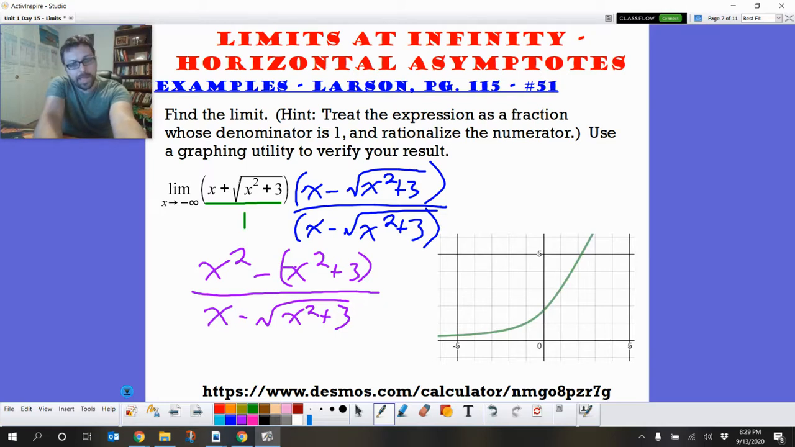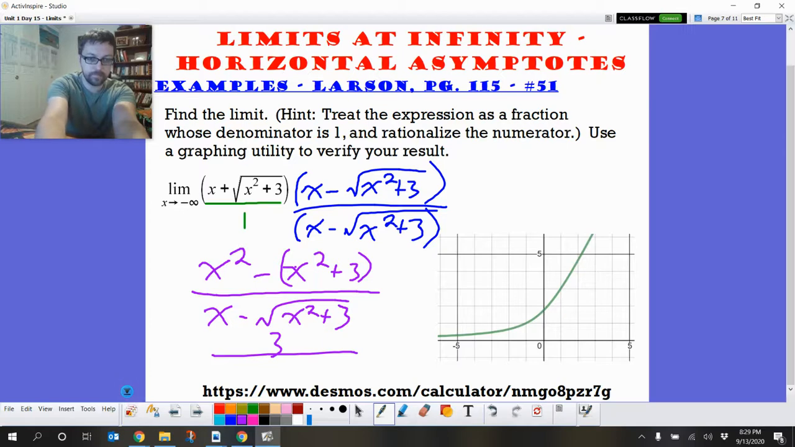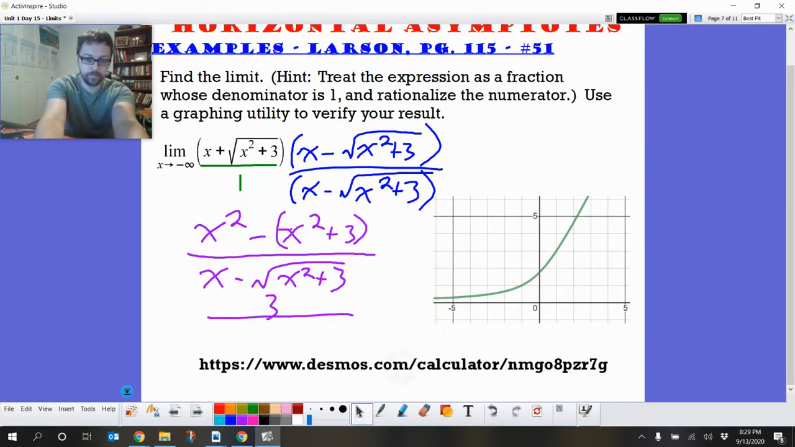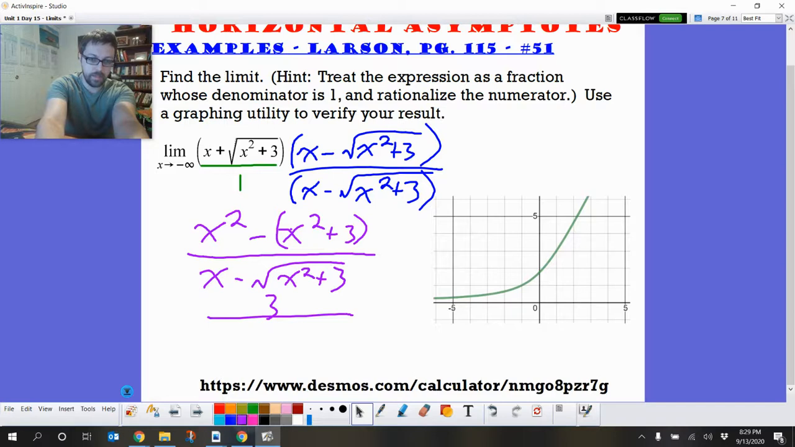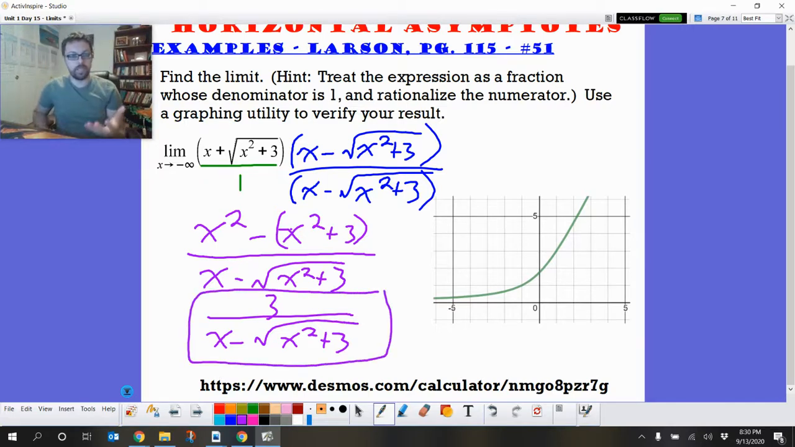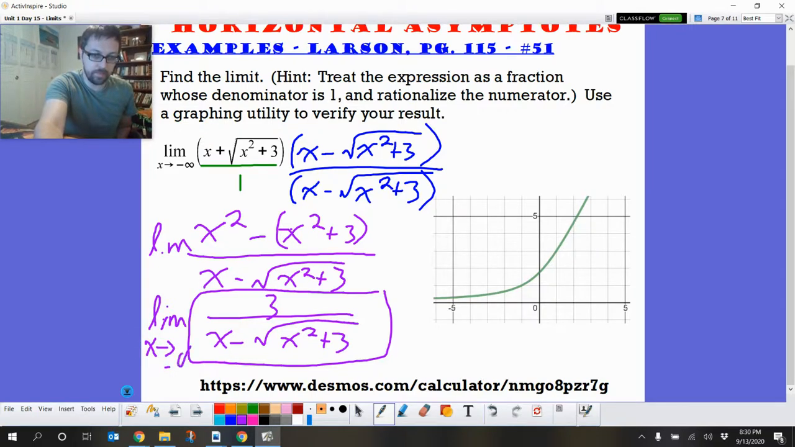Now we take a look at x squared minus x squared. Well, that's 0. And we just have a 3 in the numerator. And then in our denominator, we have x minus the square root of x squared plus 3. Now, if you look at all that stuff, that's something that we can actually find the limit of. So this is the limit. Remember your limits. Do not forget them. The AP Calculus test will not forget them.